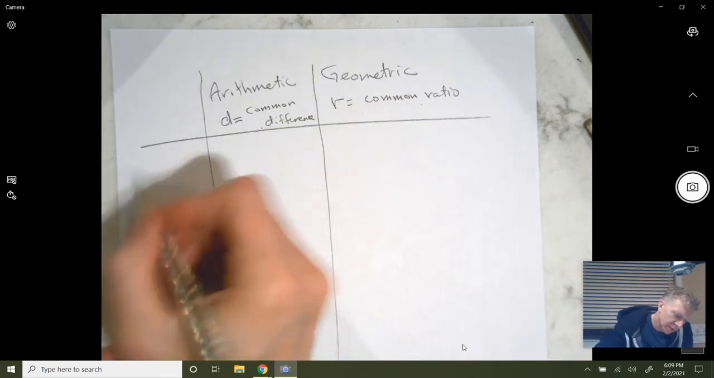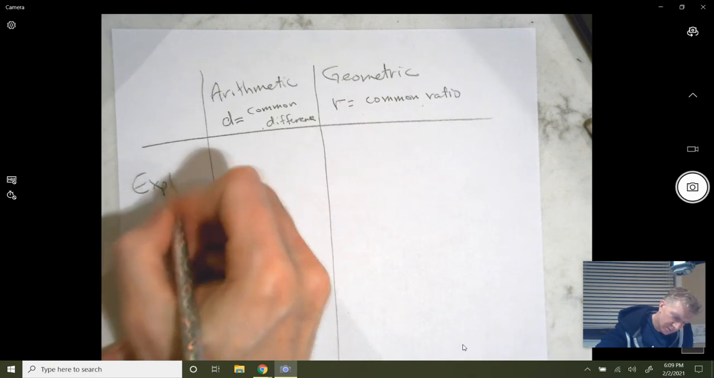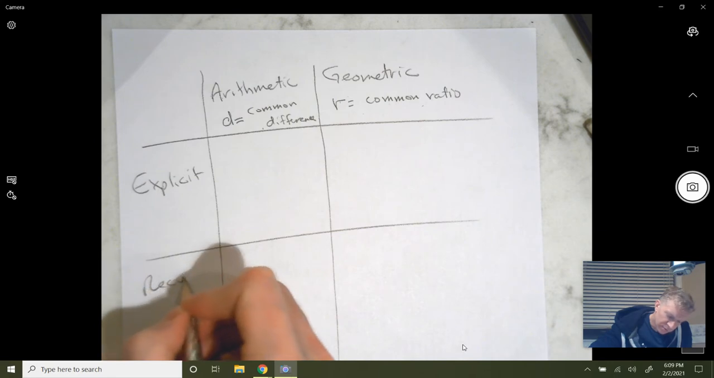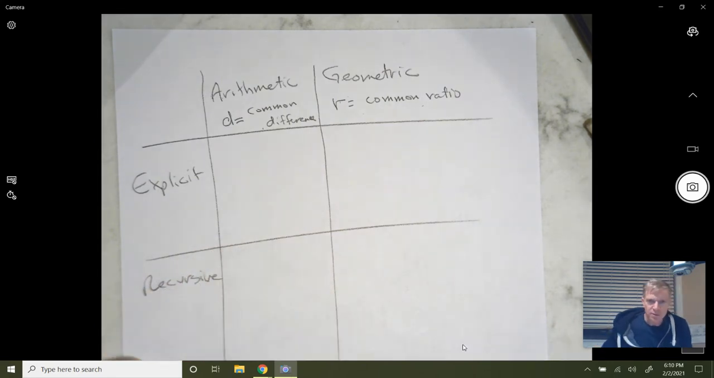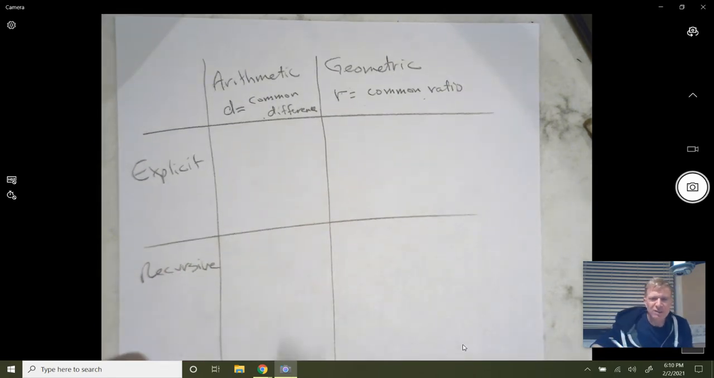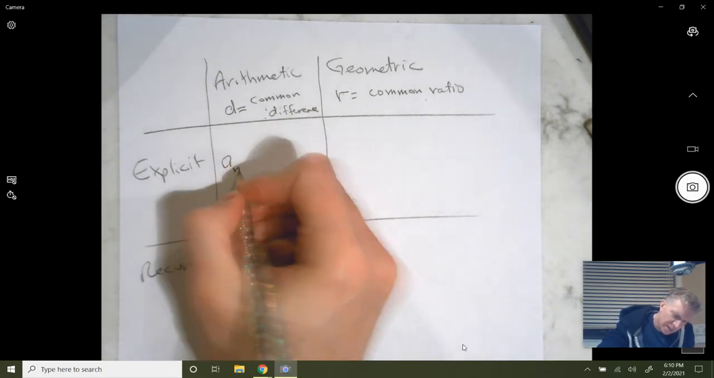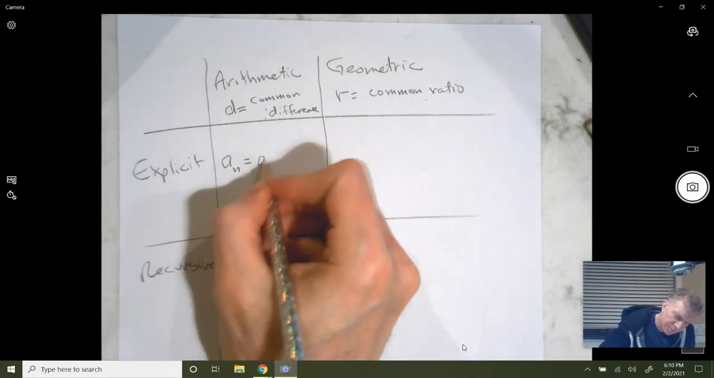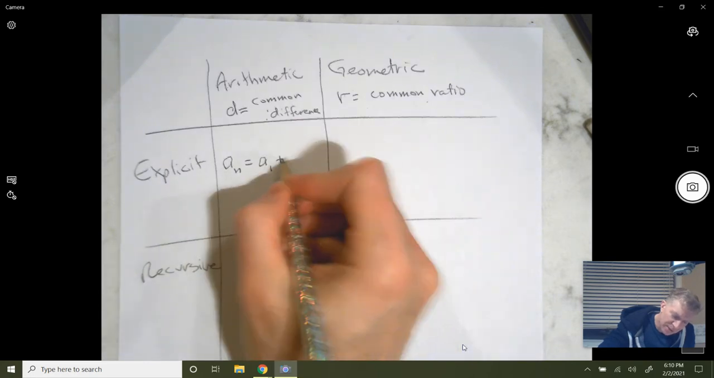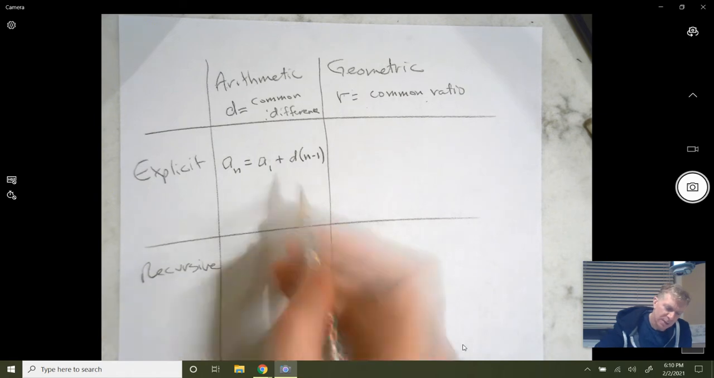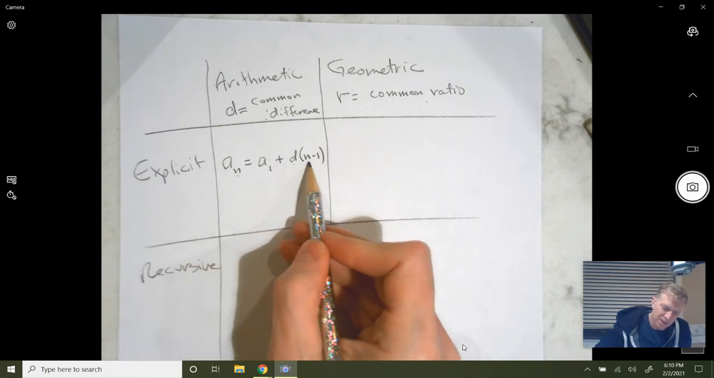Okay, we're going to go through the explicit formulas, and we're also going to go through the recursive formulas. Even if this is straightforward, it is really easy to get confused between the different formulas. So this one, the arithmetic formula, is to find any term a sub n. You take the first term, and you're going to add your common difference n minus 1 times. So it's a sub n equals a sub 1 plus d times n minus 1.